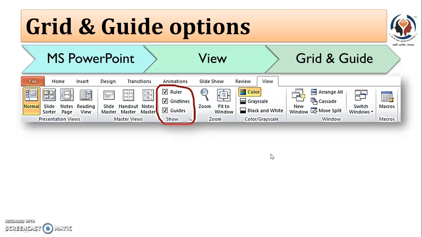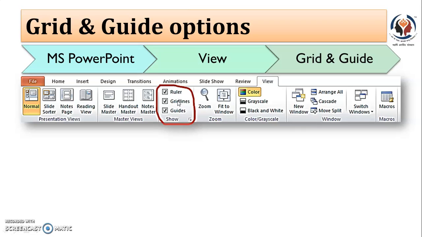So here in the ribbon bar, if you choose the View option, you will get the options for grid and guide. So by clicking them all, you can use them, and it has three components over here. Ruler, which is to measure and line up objects in document.